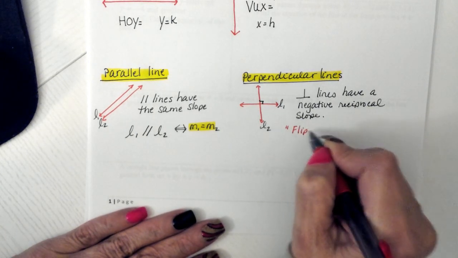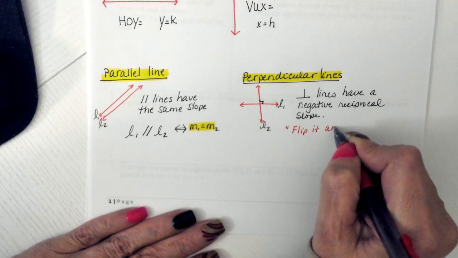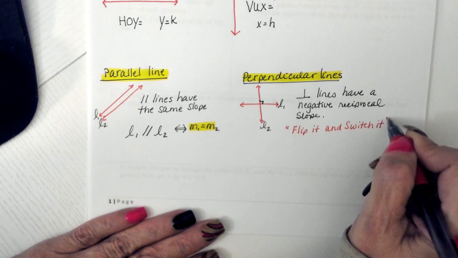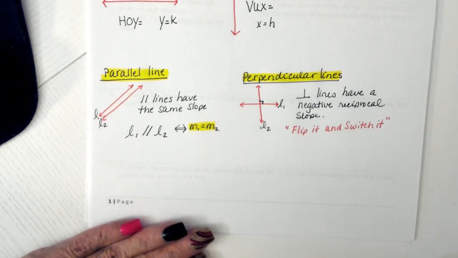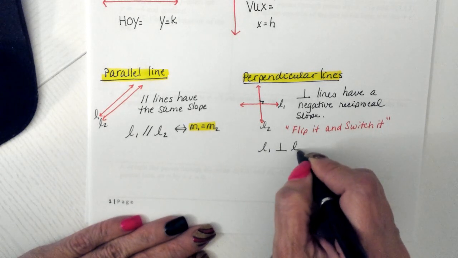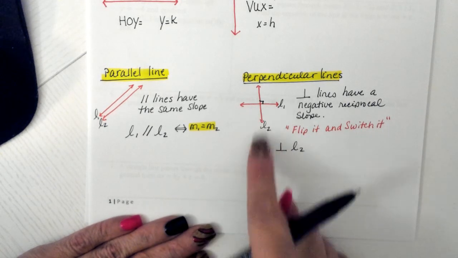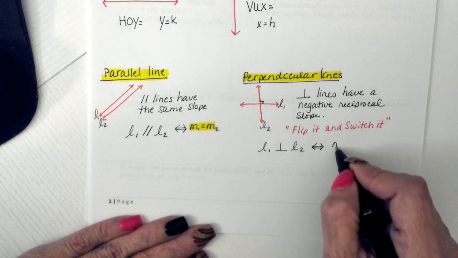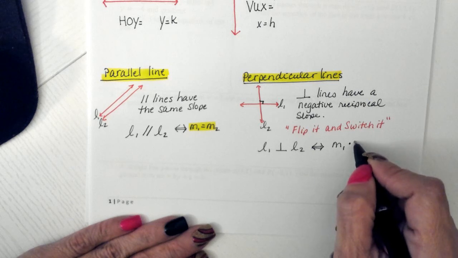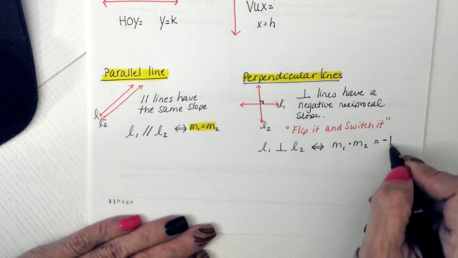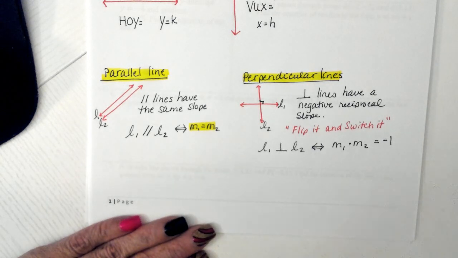Okay, I like to say, because of course I like TikTok, that you are going to take the slope, you are going to flip it and switch it. I call it flipping the switch. I just flipped the switch. So if L1 is perpendicular to L2, here's what that implies: if I take the slopes and multiply them together, I should get -1. I'm going to let you think about that for just a second.